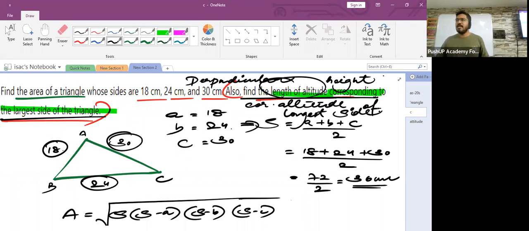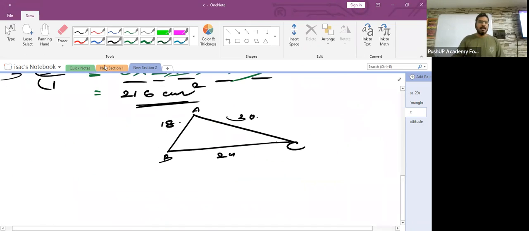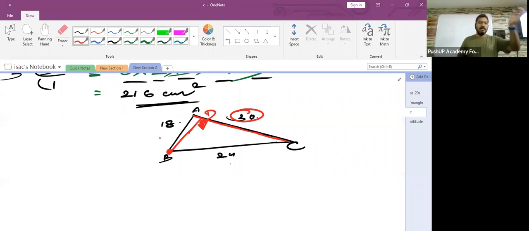That's all, isn't it? Now, children, I am going to the diagram. You tell me out of 18, 24, and 30, which is the longest side? 30. So I have considered AC as the longest side. So if they are asking us to find the corresponding height to side AC, don't you feel that will be the perpendicular drawn from opposite vertex B to this side AC? Yes. So imagine, children, BD is the perpendicular drawn from the opposite vertex B to side AC.